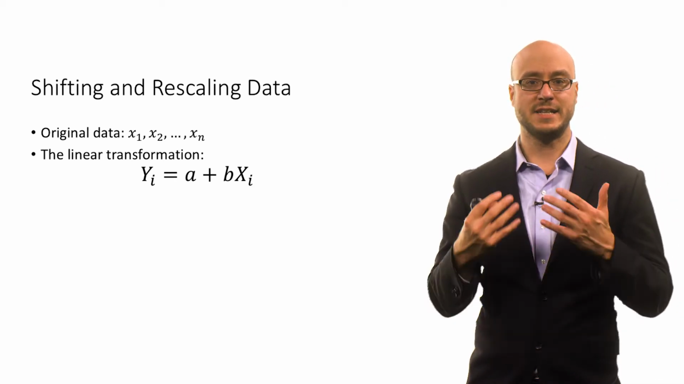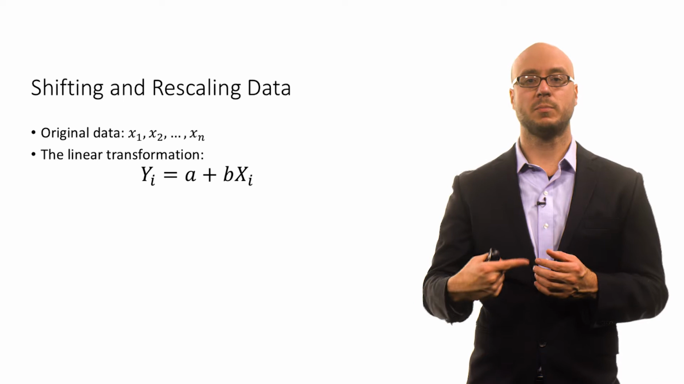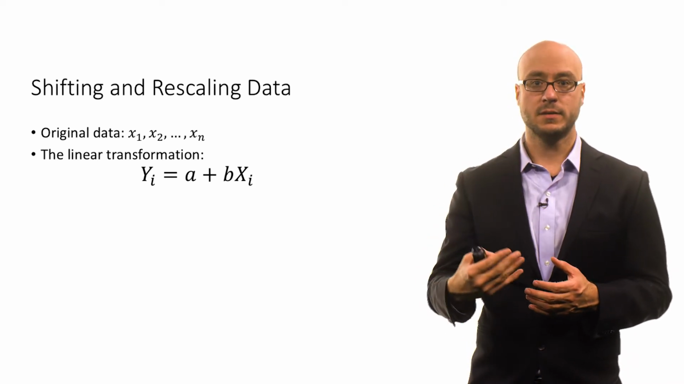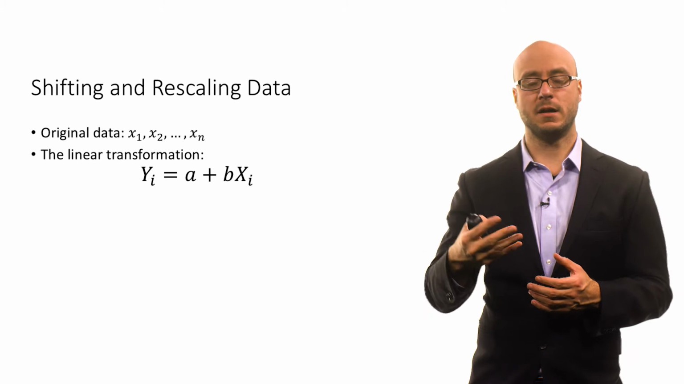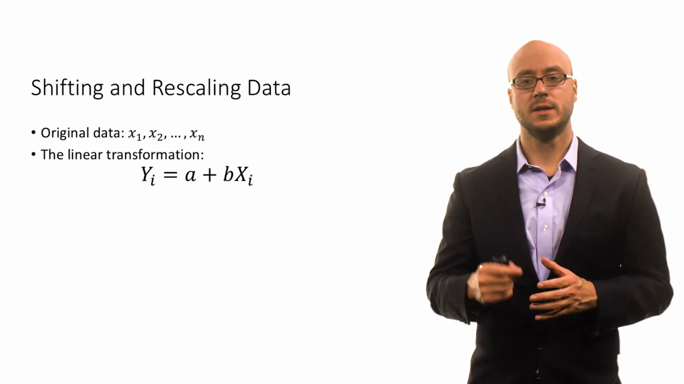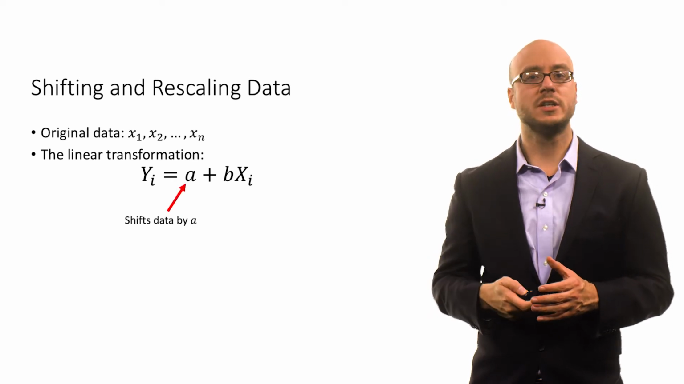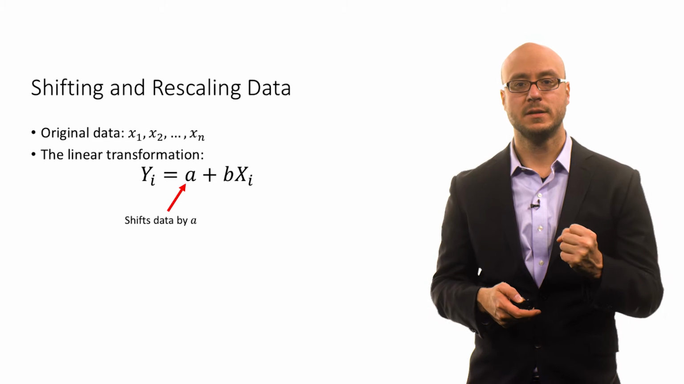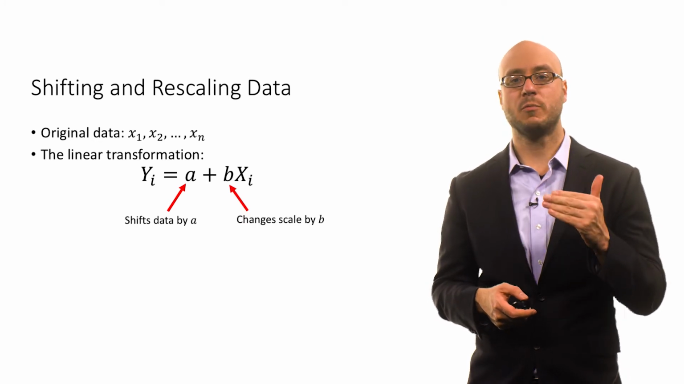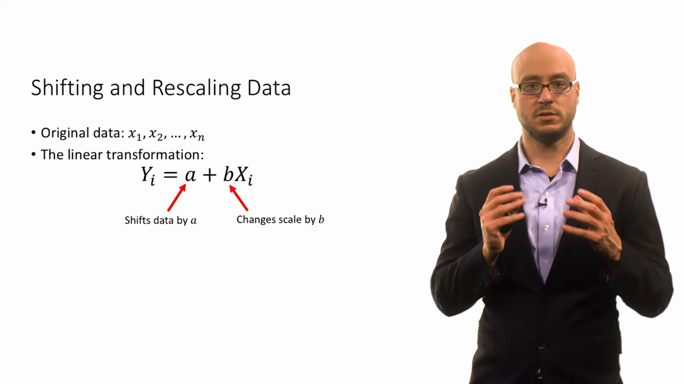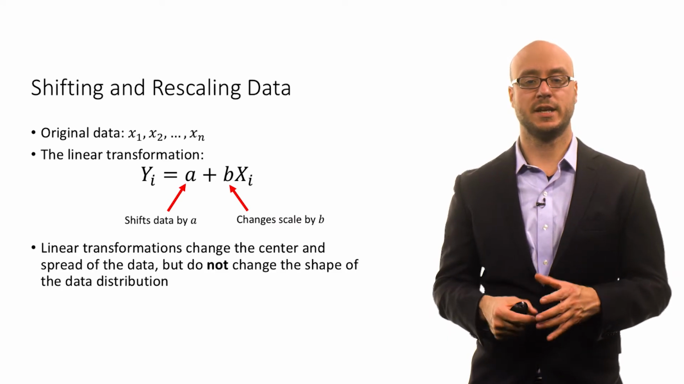This is shifting and rescaling a set of data. So the original data is this x variable. When we multiply it by some fixed value, some constant b, and we add a constant a, where a can be negative or positive, we're conducting a linear transformation. We're shifting the data by a, recentering it, and we're changing the scale by b. This is called shifting and rescaling.